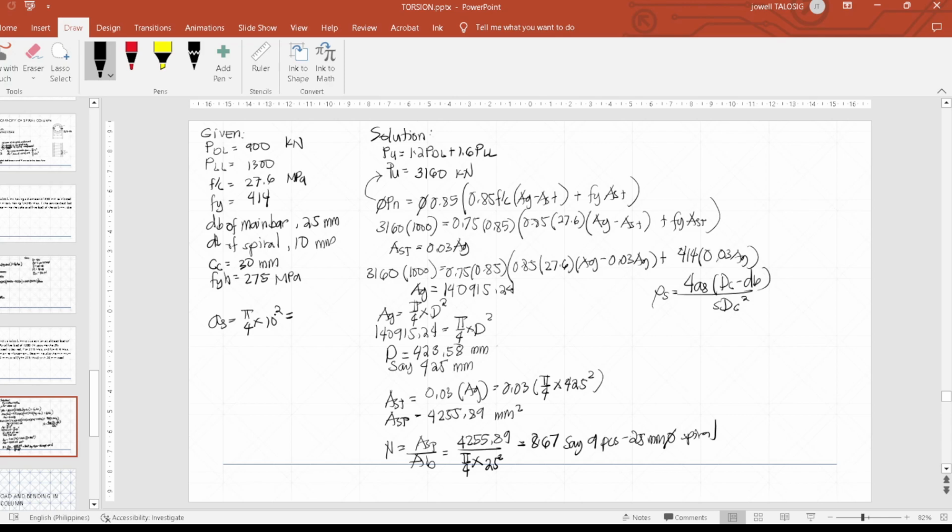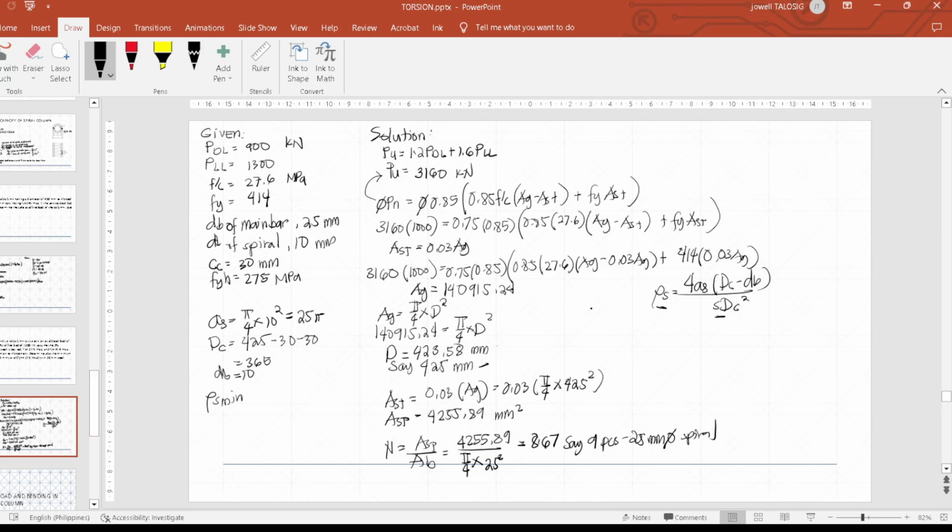Kasi kailangan natin to sa formula natin mamaya. So we need to get the AS, which is 25 pi, and the DC, which is 425 minus, okay, dalawang 30, minus 30, 30. Okay, so we will have a DC of 365. And our dB is 10. So pwede natin ilagay dito.